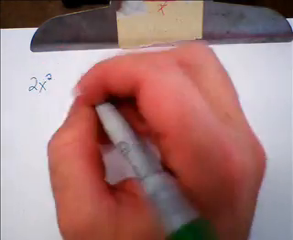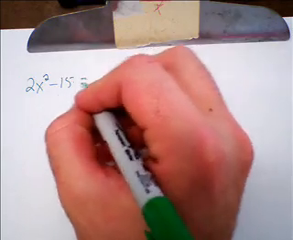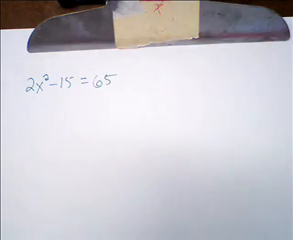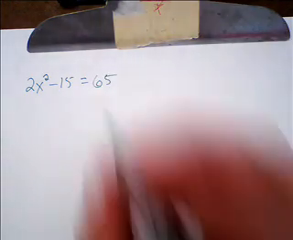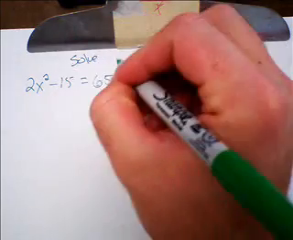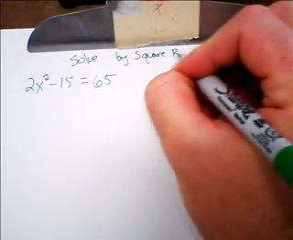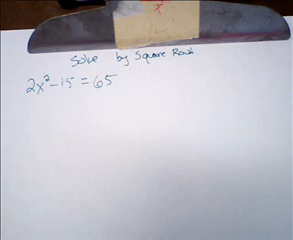2x squared minus 15 equals 65. Okay, this says solve, and by square root, I'm going to abbreviate here. By square root, you just solve it like you would a normal problem. Don't worry about the squared part until the very end.